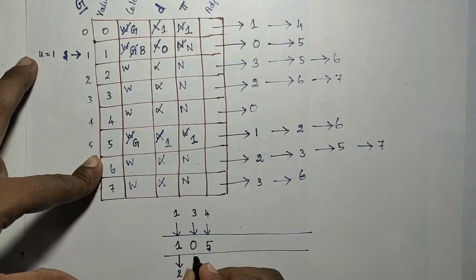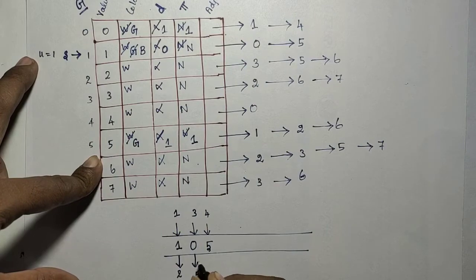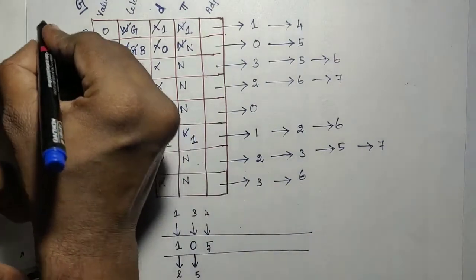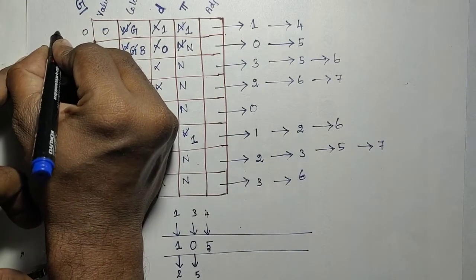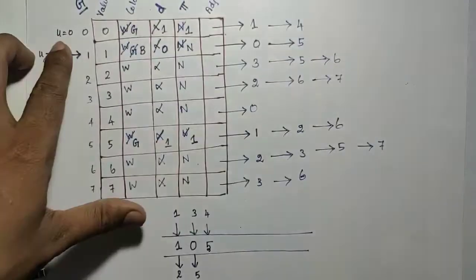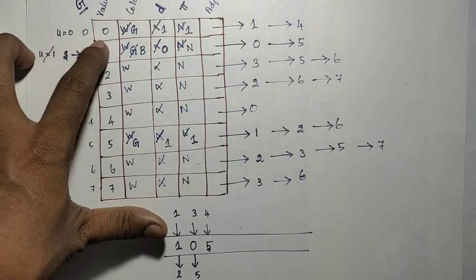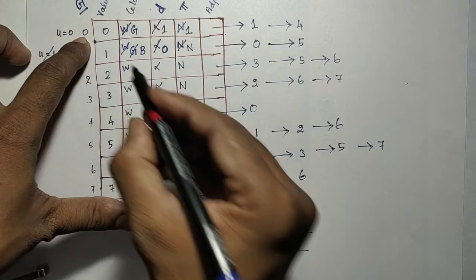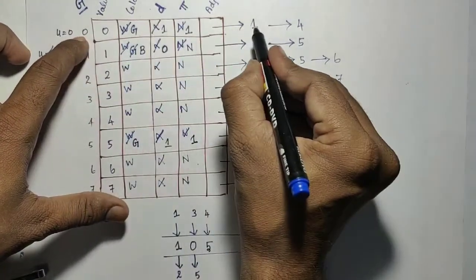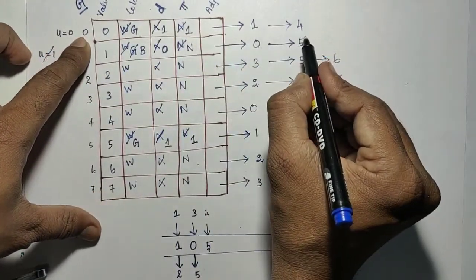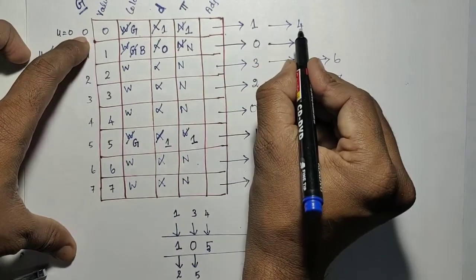Okay, next I have to repeat it. Now I need to dequeue. So the fifth one was dequeue. So U is now 0, U is marked as 0. So now the 0th node's adjacent nodes have to be checked: adjacent nodes 1 and 4.